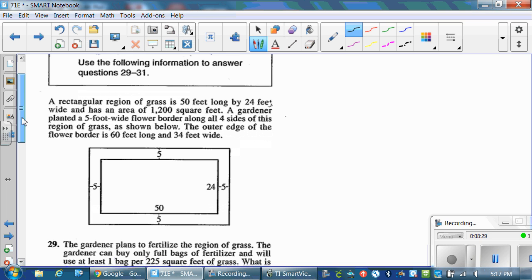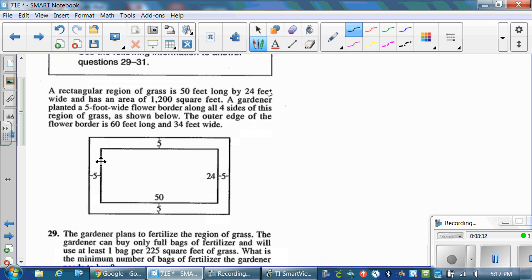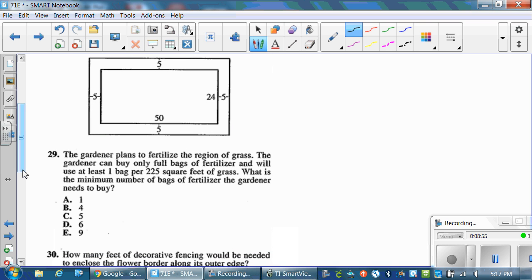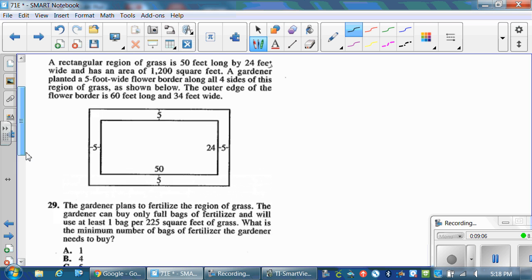So here we have a rectangular region of grass that's 50 feet long and 24 feet wide. The area is 1,200 square feet. A gardener planted a 5-foot wide flower bed along all 4 sides of this region of grass. The outer edge of the flower border is 60 feet long and 34 feet wide, because we'd add 5 to both sides. Okay, makes sense. The gardener plans to fertilize the region of grass. The gardener can buy only full bags of fertilizer and will use at least 1 bag per 225 square feet of grass. What's the minimum number of bags of fertilizer the gardener needs to buy?